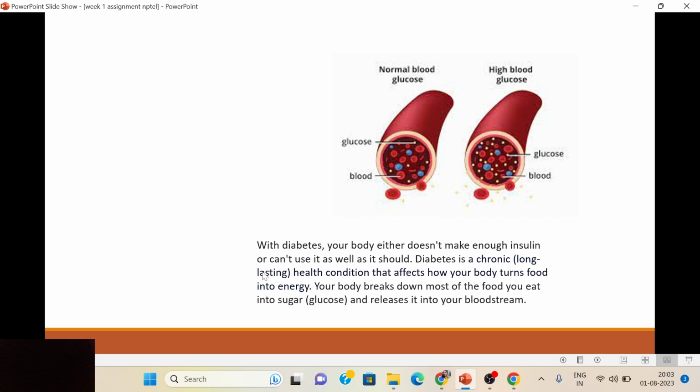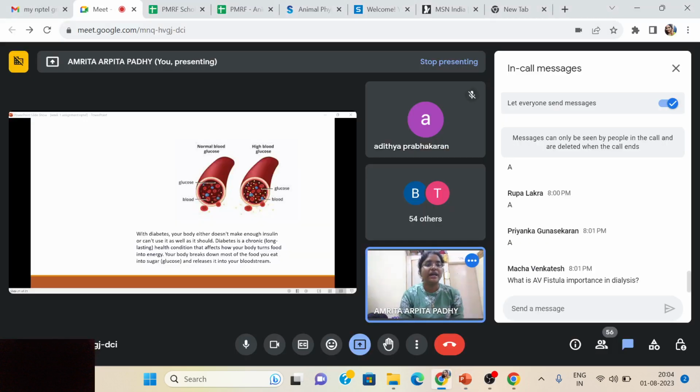So with diabetes, your body can't make enough insulin. Diabetes is a chronic disorder, meaning a long-lasting health condition which is incurable, and that affects how our body turns food into energy. Your body breaks down most of the food you eat into sugar, that is glucose, and releases it into your bloodstream. When this glucose is not regulated properly because of the lack of insulin, it results in diabetes.